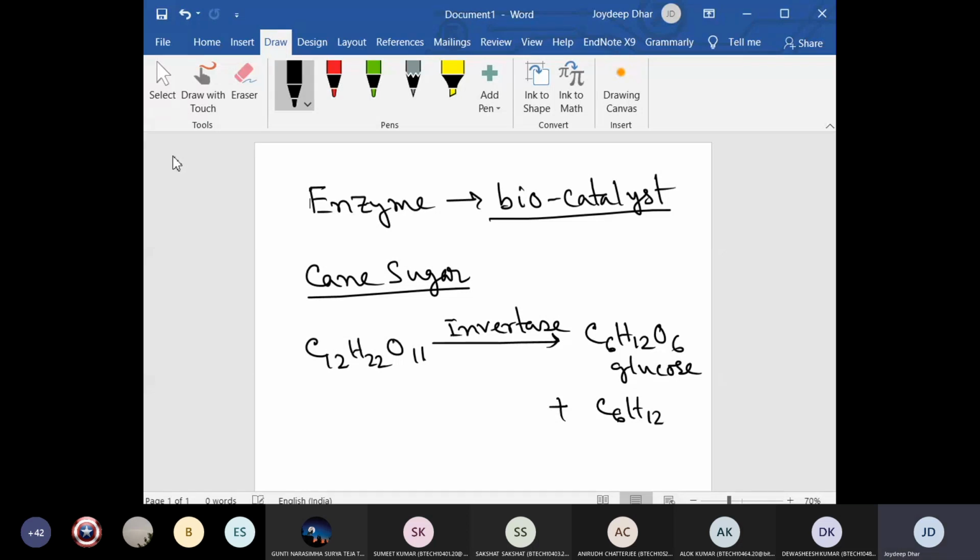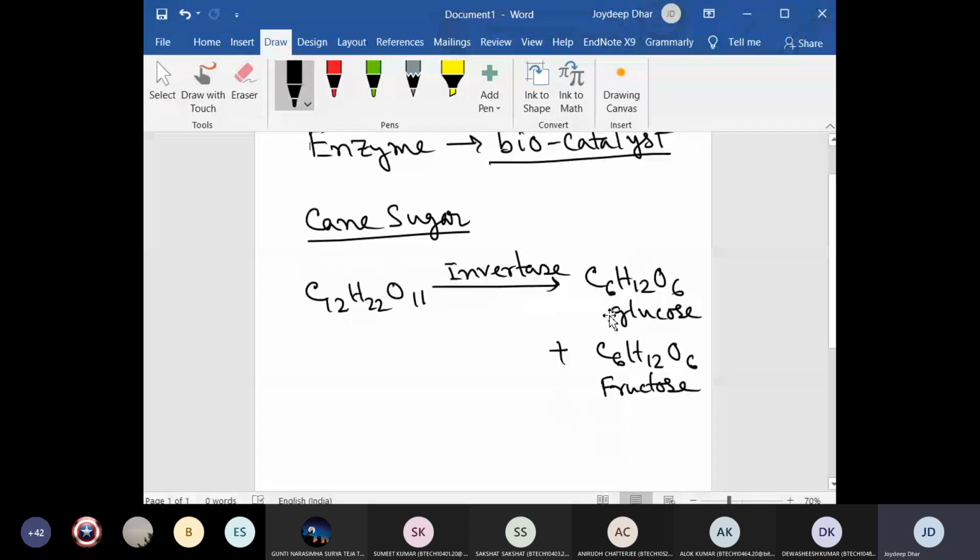One carbonyl is aldehyde, another is keto. So invertase is specific for conversion of cane sugar to glucose and fructose. Similarly, other catalysts are also present. Those biocatalysts are enzymes.